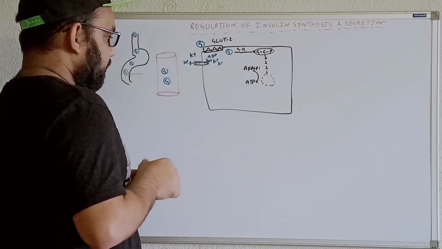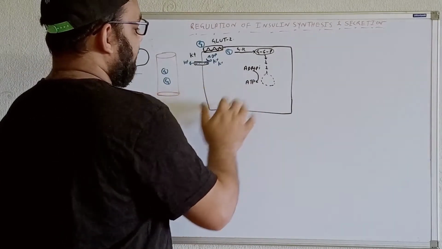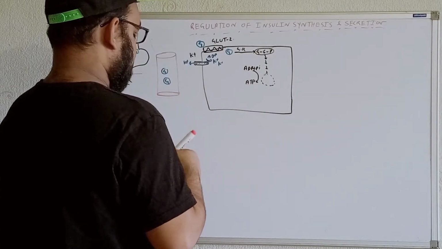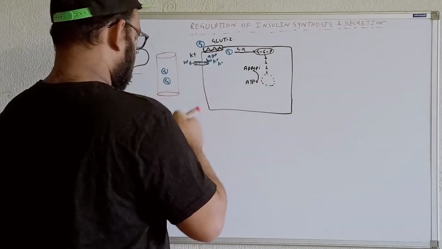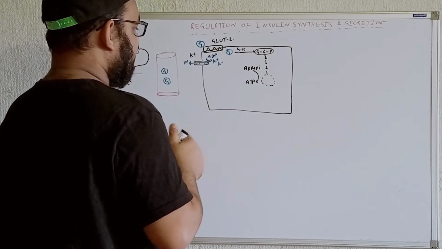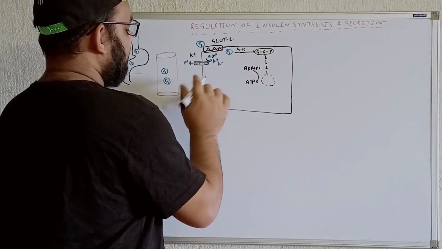Now we are getting the production of ATP molecules. Whenever you are getting the production of ATP molecules, what type of changes will we see over here? Try to understand from these portions.